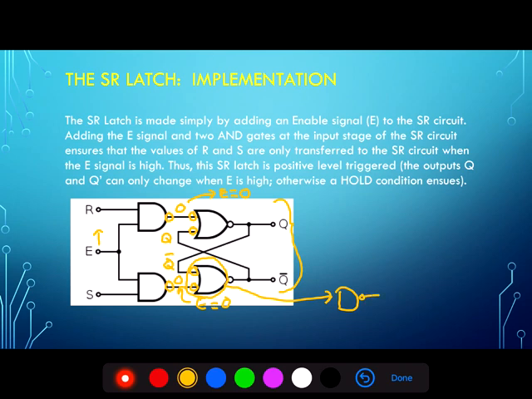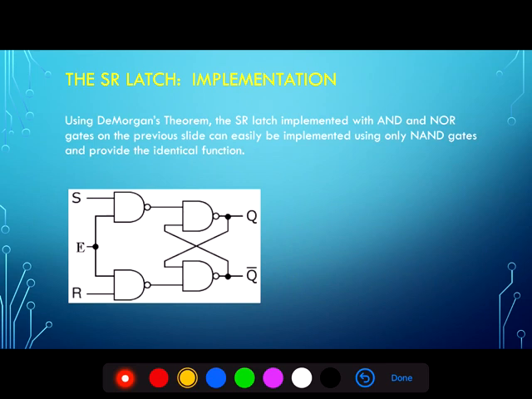Now you can work this out on your own, but the bottom line is that the NAND gate implementation looks very similar to this implementation, with 4 NAND gates and the S and R now flipped to generate the correct outputs at Q and Q naught. And you can prove that for yourself using De Morgan's theorem.